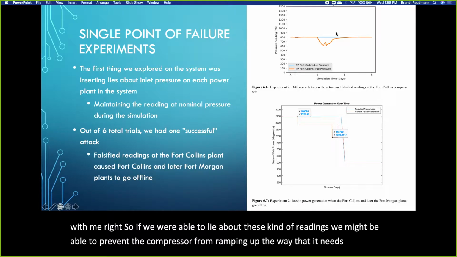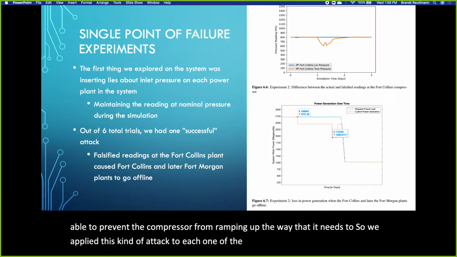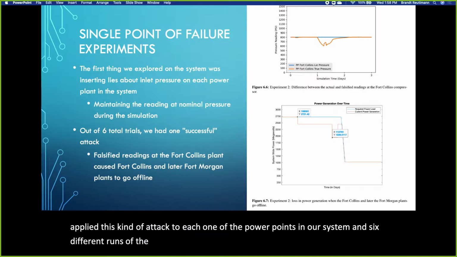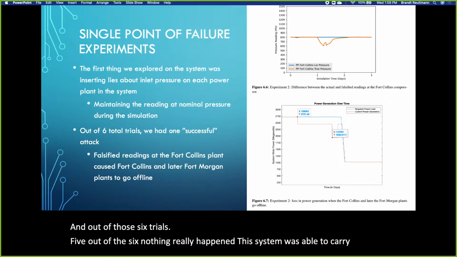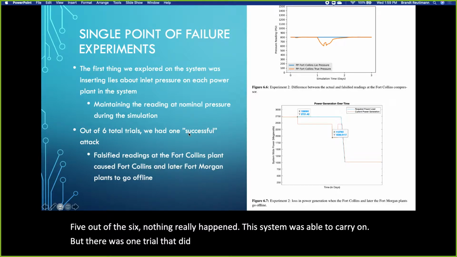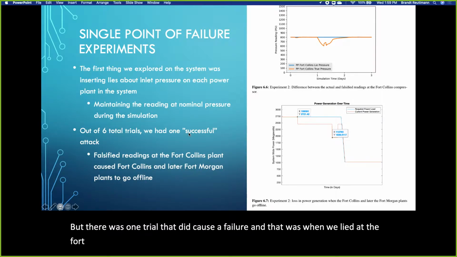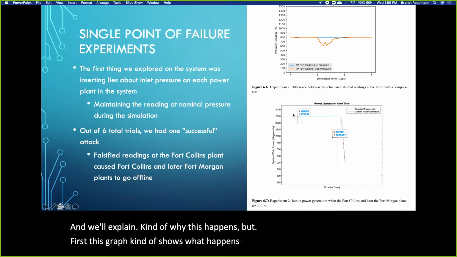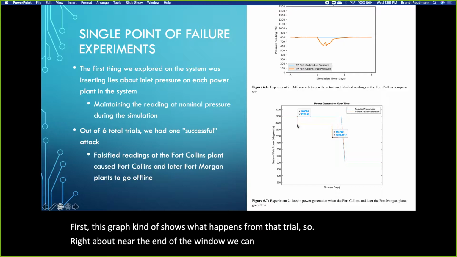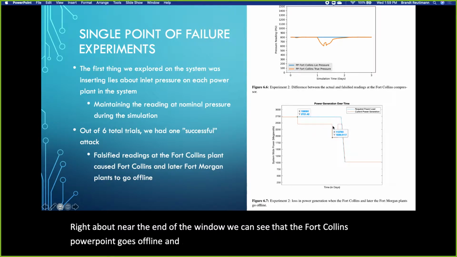Okay, so we applied this attack to each one of the power plants in our system in 6 different runs of the simulation. And out of those 6 trials, in 5 of the 6, nothing really happened. The system was able to carry on. But there was one trial that did cause a failure, and that was when we lied at the Fort Collins power plant. We'll explain why this happens, but first, this graph shows what happens from that trial. Right near the end of the window, we can see that the Fort Collins power plant goes offline, and then later on, the Fort Morgan plant finally also fails.